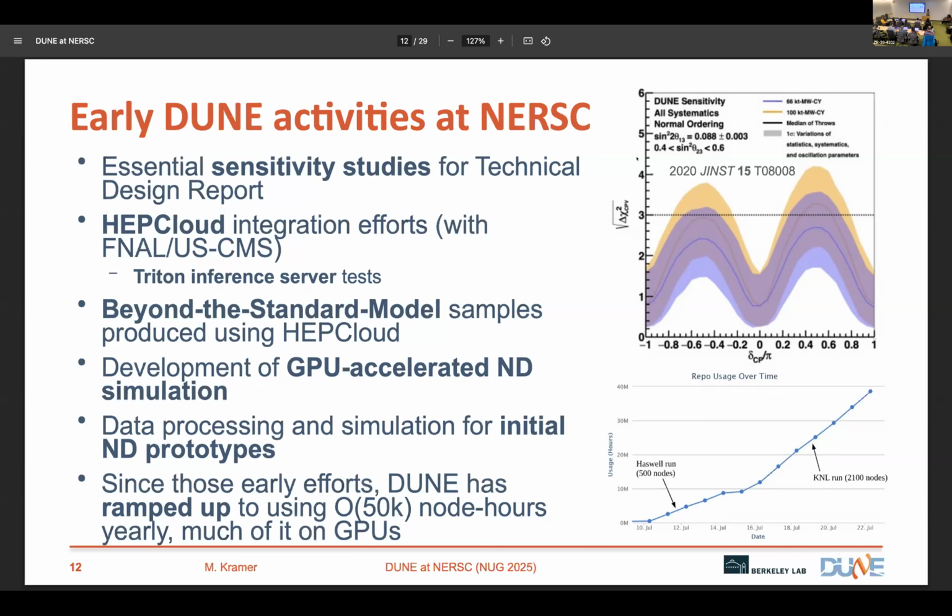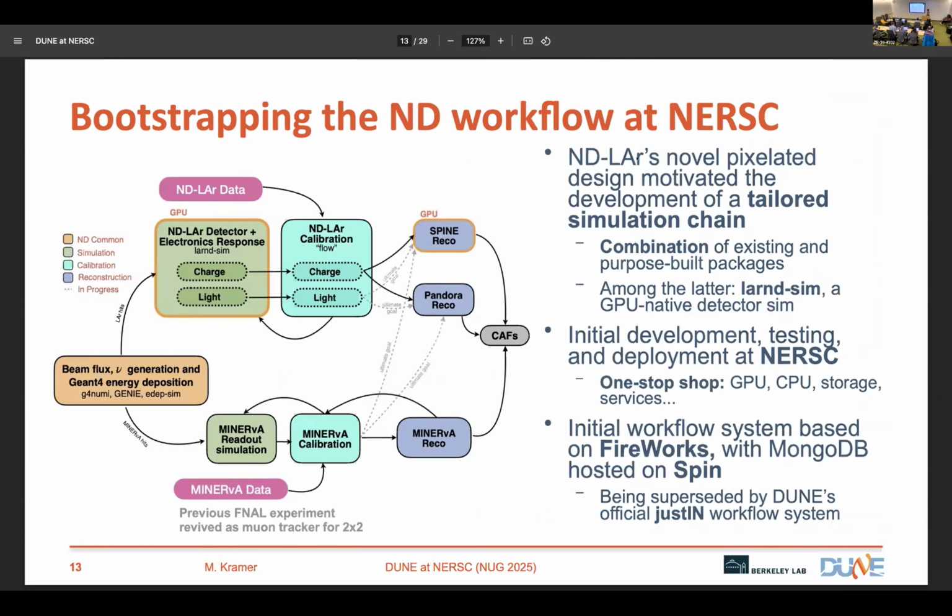And yeah, in recent years, we've been using a lot of hours, on the order of 50,000, and quite a bit of it has been on GPUs. So Perlmutter has been essential to our work. And so I'll talk a bit about some of the development we've done here with the help of Perlmutter.